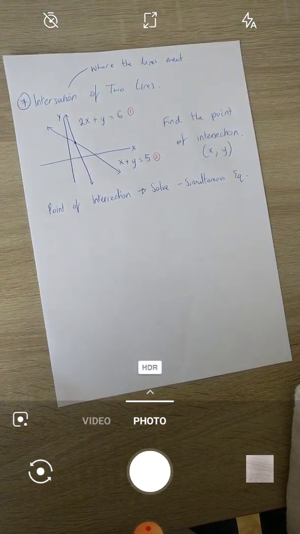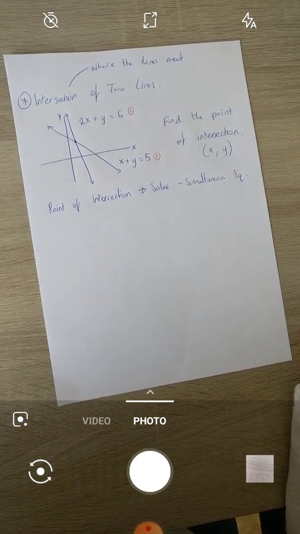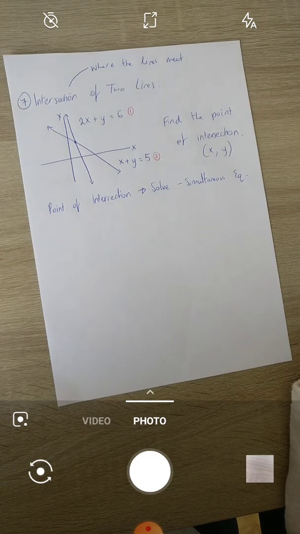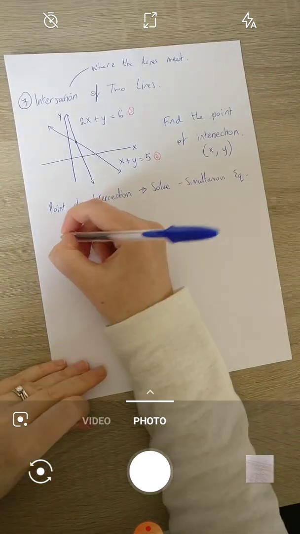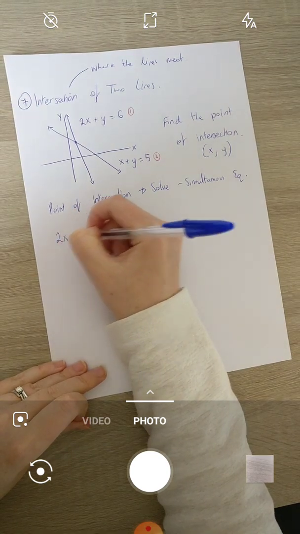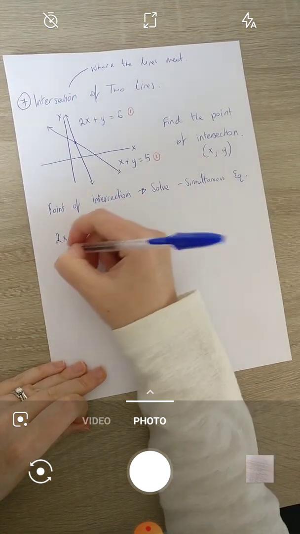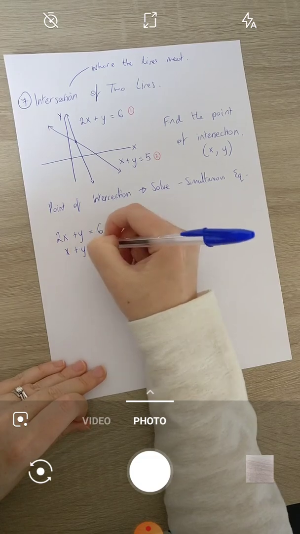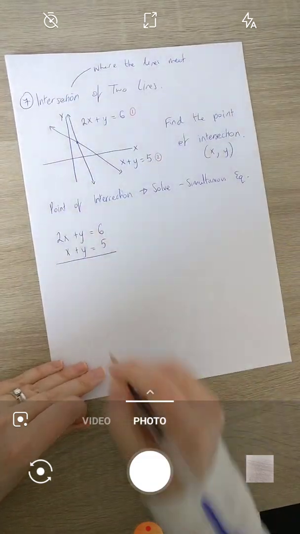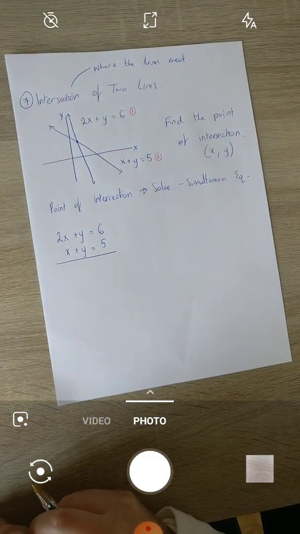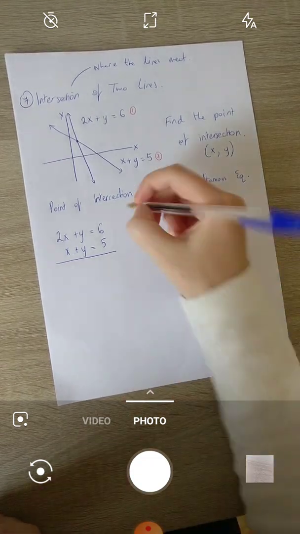So this is why this topic is quite nice. It's a lot of substitution and a lot of algebra comes up. So for our simultaneous equation, we're writing down both of our equations. So 2x plus y equals 6 and x plus y equals 5. Now, if you remember, to do this, we need to either eliminate the x's or the y's first.